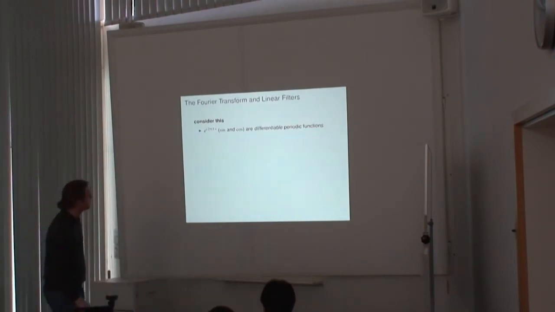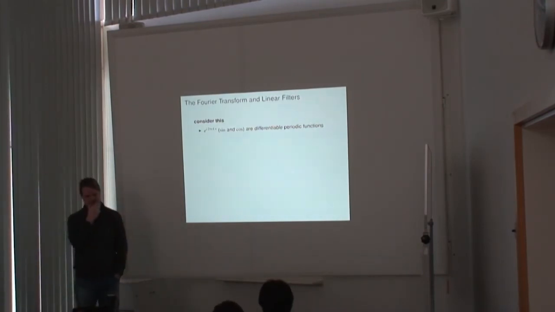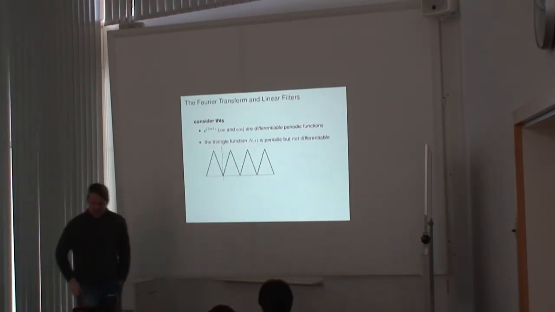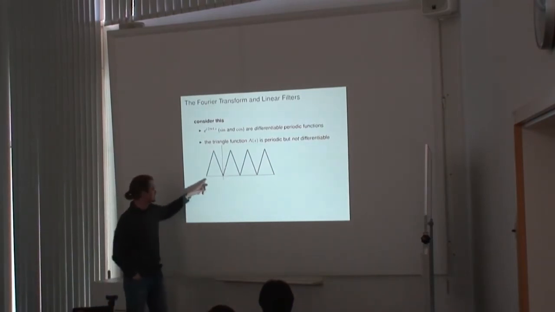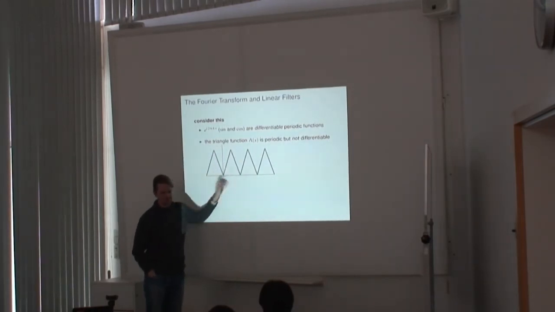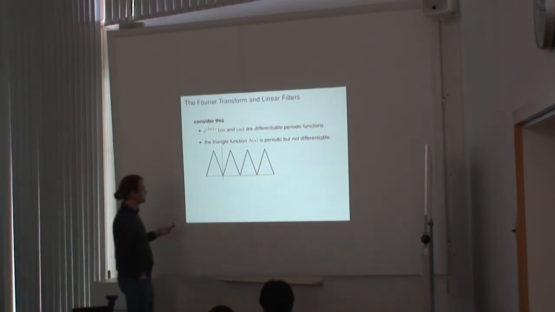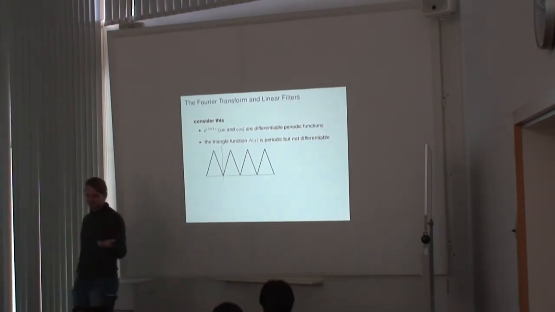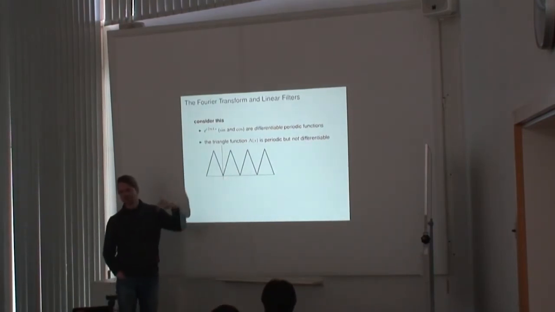Now consider this. These complex exponentials are differentiable periodic functions. We can derive them with respect to x. The triangle function is another periodic function. This one is actually continuous, right? Because there are no jumps. It is continuous, but it is not differentiable. And we understand why, because we talked about this, that at certain points of these functions, the derivative from the left and from the right are not the same. So this is a periodic function which is continuous, but it is not differentiable.